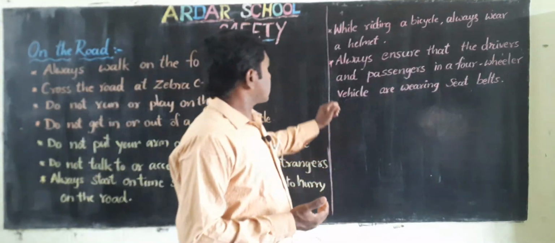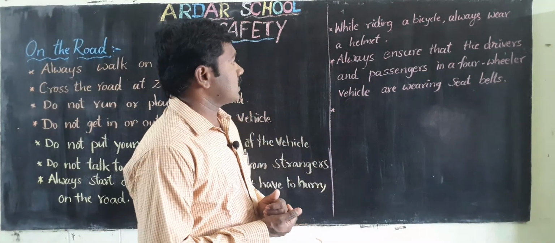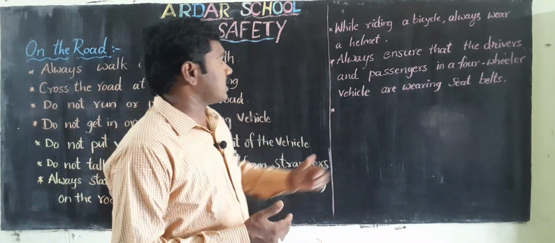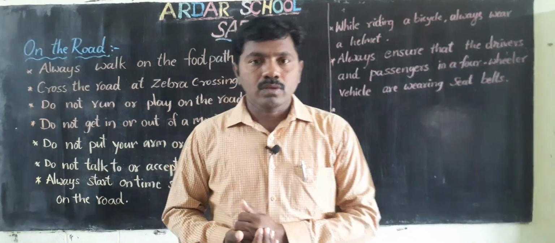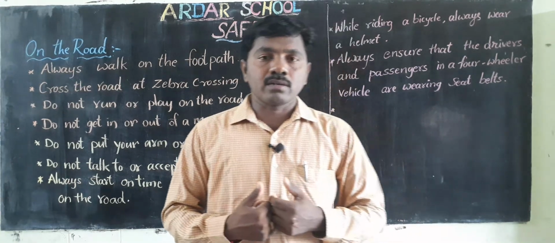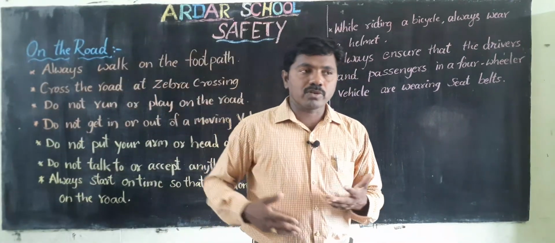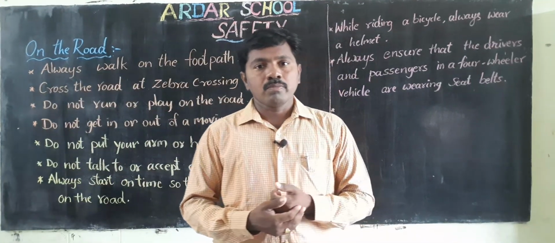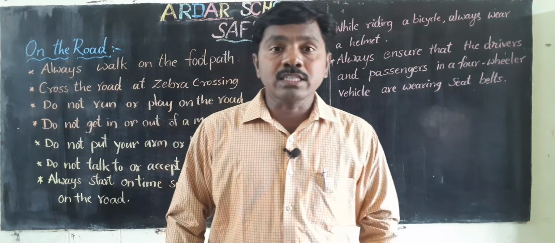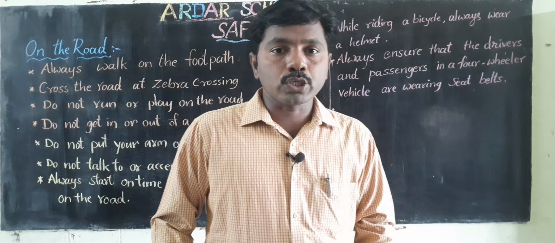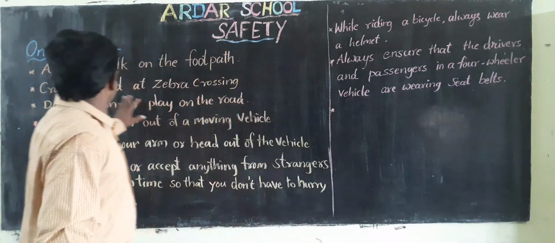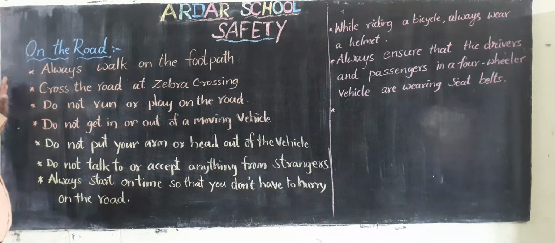Okay. Next, always ensure that the drivers and passengers in four-wheeler vehicles are wearing seat belts. So you must wear the seat belts. For example, if you travel in the car, you must wear the seat belts. It is very very important. Don't forget, children. Okay, so these are some safety rules on the road.